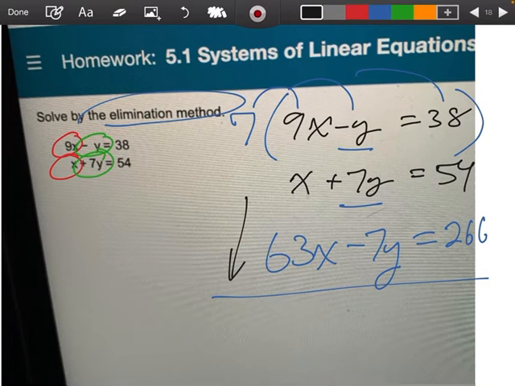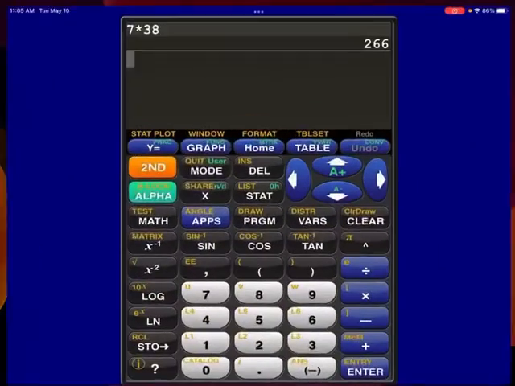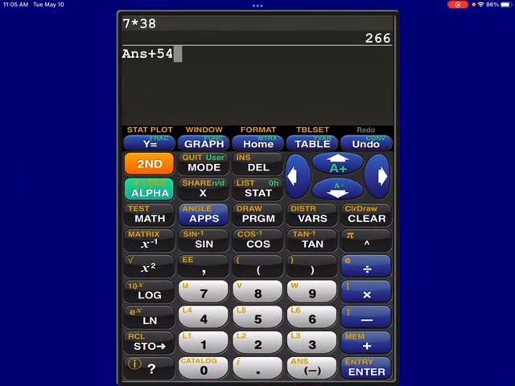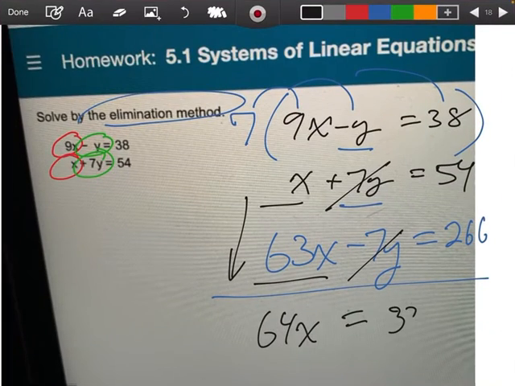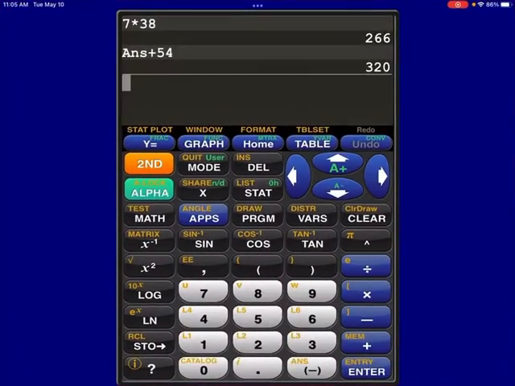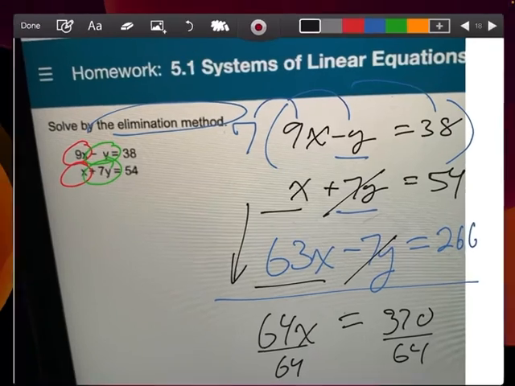Okay, so now we're going to add straight down. So x plus 63x is a 64x. A positive 7y and a negative 7y will cancel. 266 and 54, plus 54, 320. So I'm going to divide everything by 64. Okay. So 320 divided by 64 is 5. Okay. So far I'm coming up with x is equal to 5.